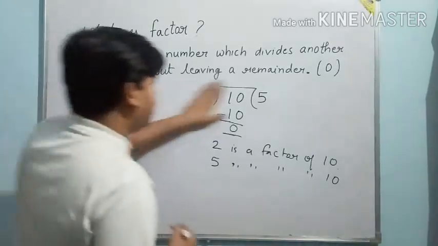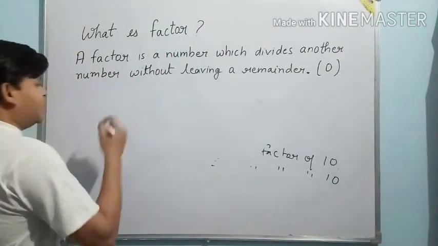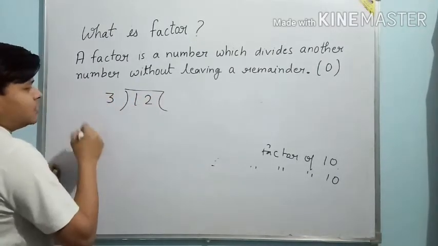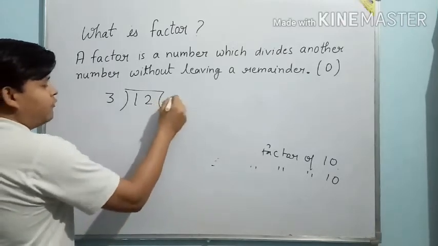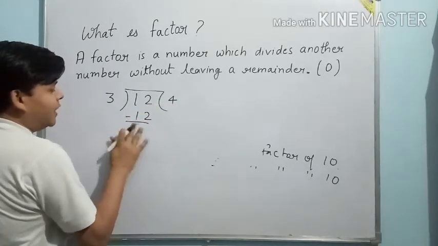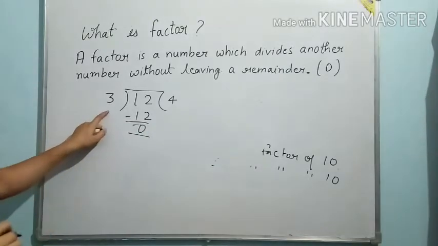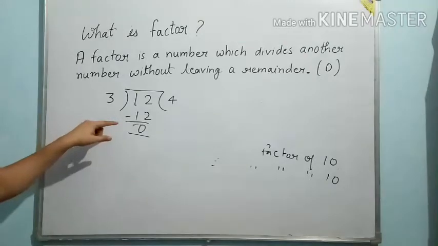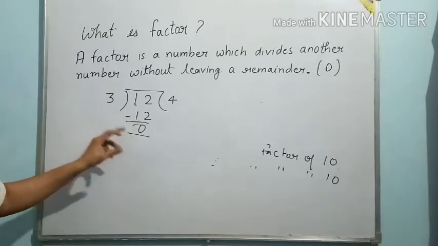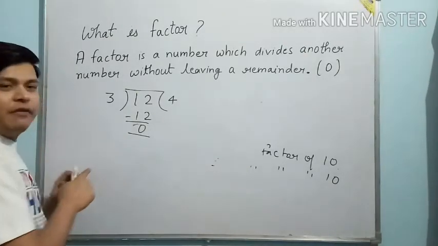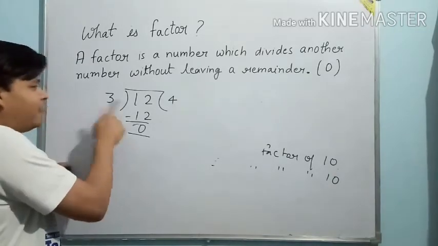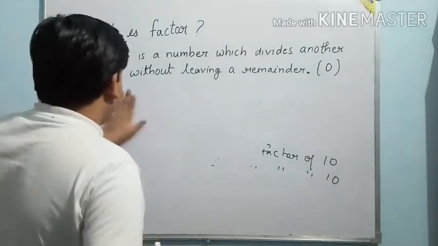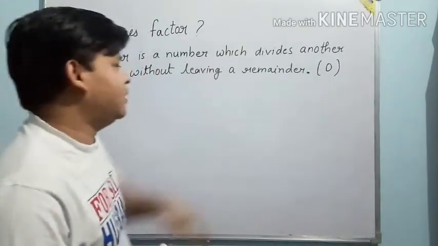So let's take another example. This time I am taking 12. If you divide 12 by 3, 3 times 4 is 12, the remainder is 0. That means once again we can say that 3 is a factor of 12. So in this way, when we divide a number and the remainder is 0, then we can say the divisor by which we are dividing the other number is a factor of the dividend, right? Now I will tell you how to find out the factors of any number.